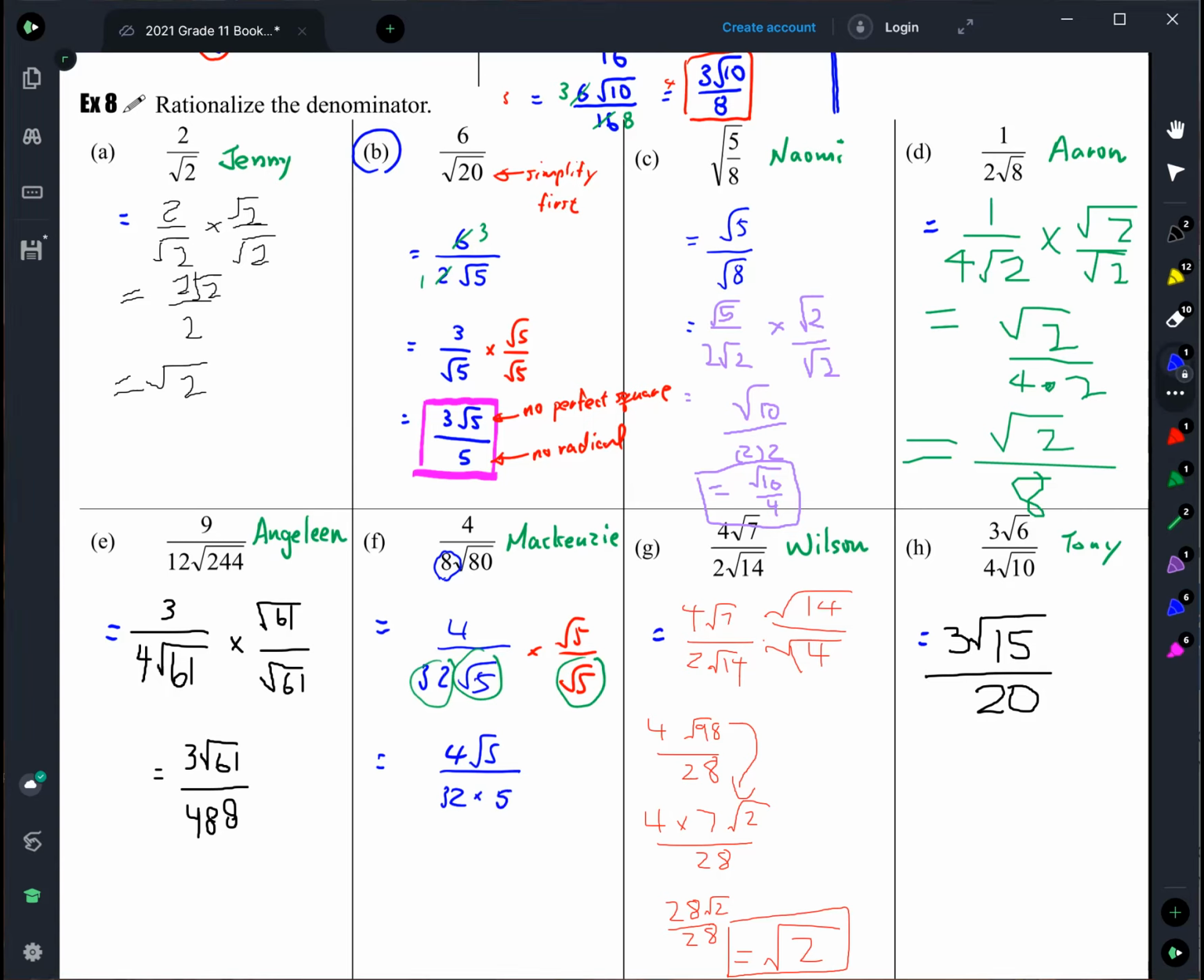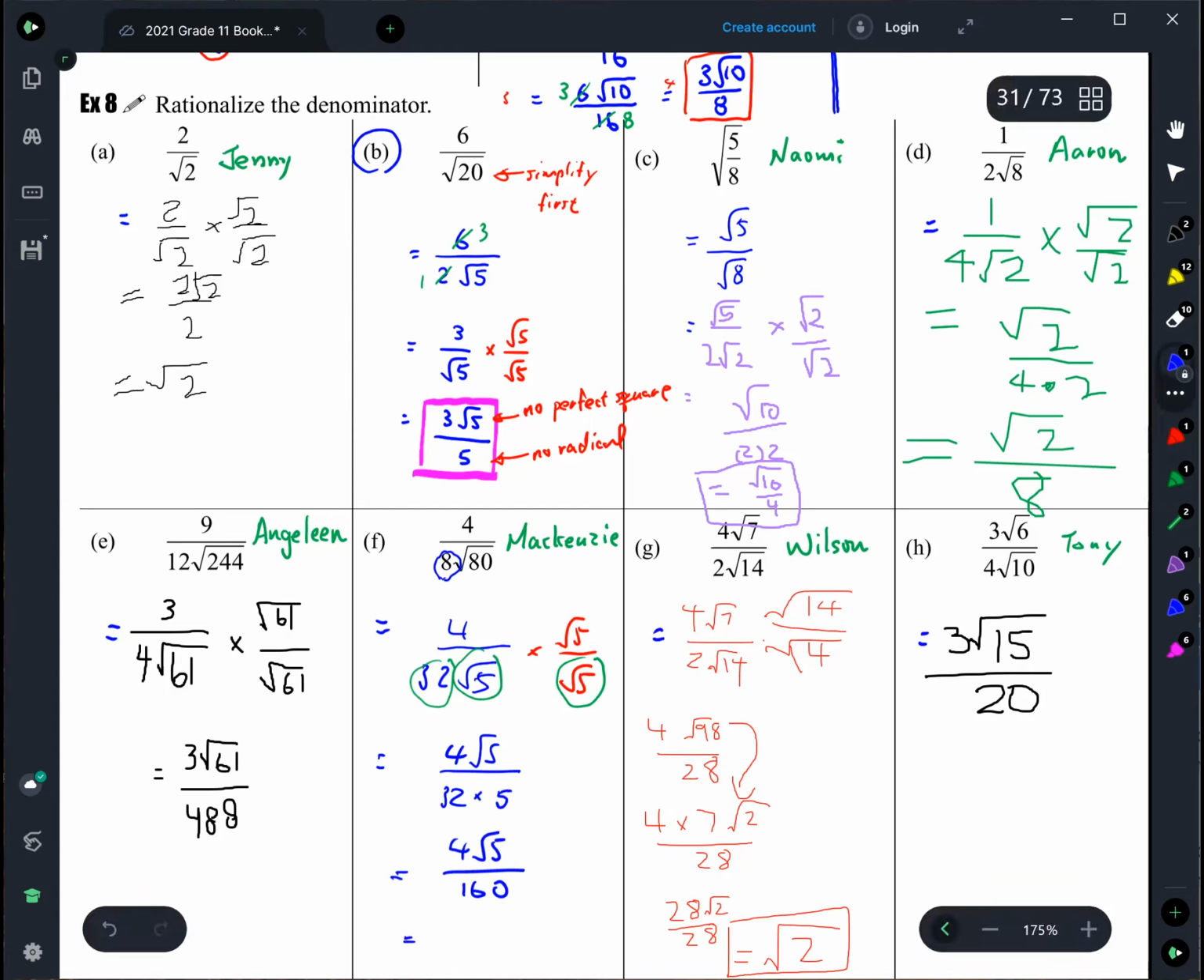Yes. And then it's 4 root 5 over 160. And then anything else? And then 4 and 160 cancel out to root 5 over 40. 40, yeah, okay.